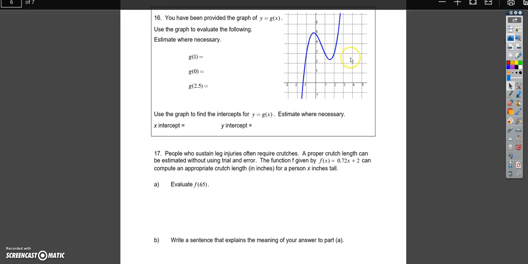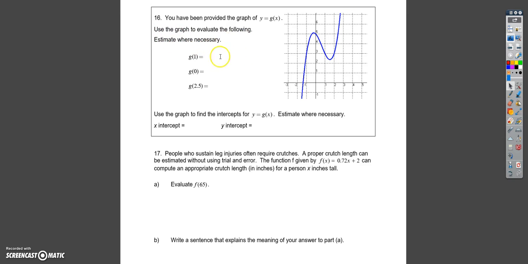Here they give us this graph, and we don't know what it is, we just know that it's called g of x. That's what this blue is. Use the graph to evaluate the following, estimate where necessary. So we're going to look up g of 1. That means when x equals 1. So we look at x equals 1, we go up and we find where the y value is. So y is 3.